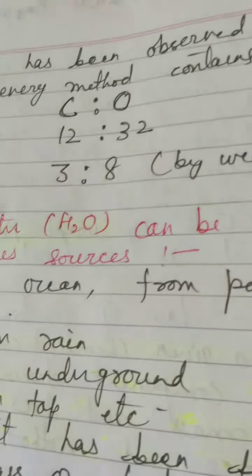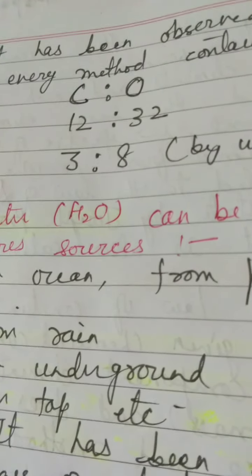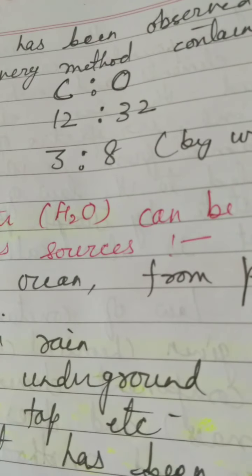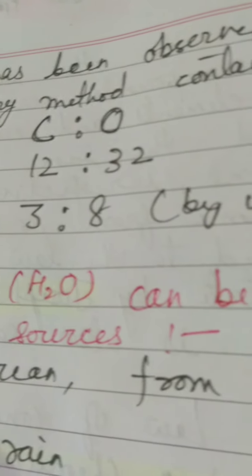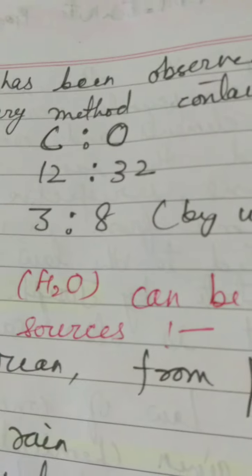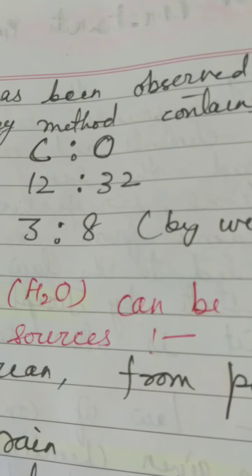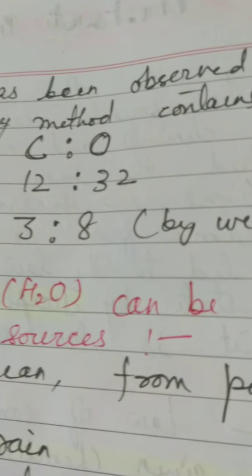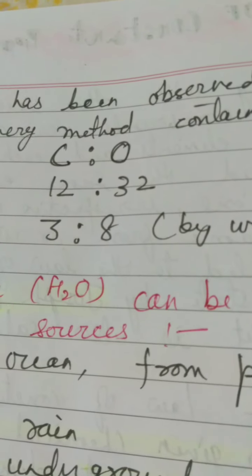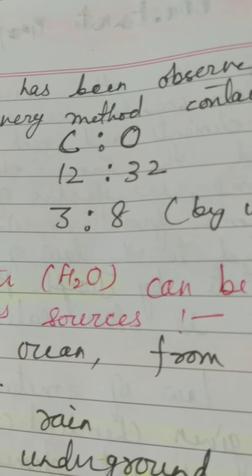What has been found is that the carbon dioxide obtained from these different sources keeps carbon and oxygen in the ratio of 3:8. Why I am writing 12 here and why I am writing 32 here, children, I am telling you that in carbon dioxide there is 1 atom of carbon and 2 atoms of oxygen.